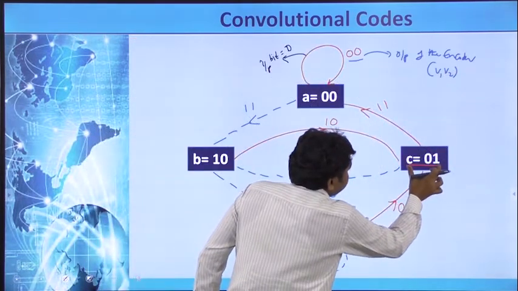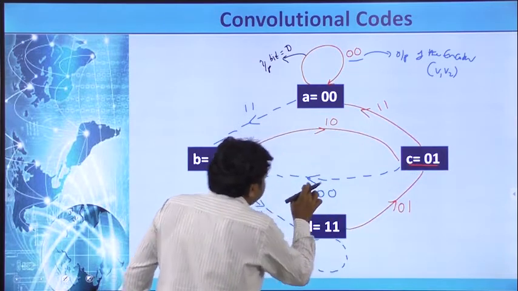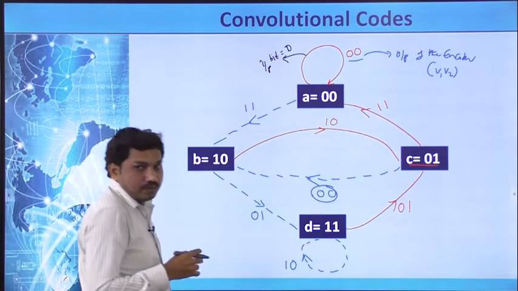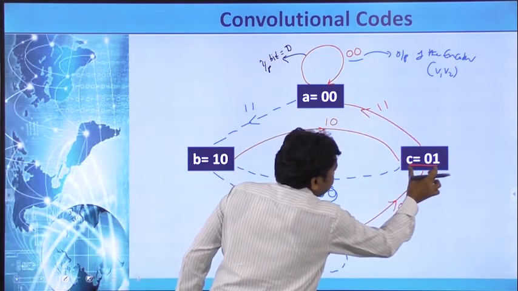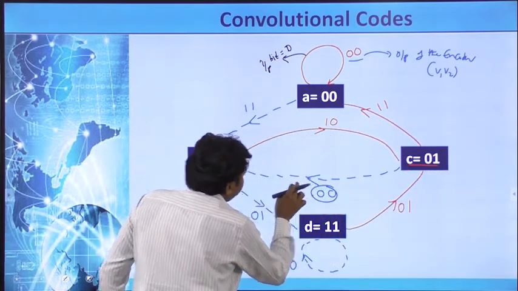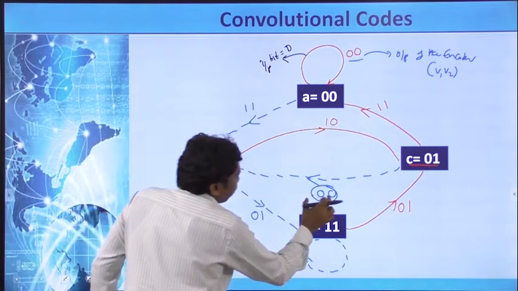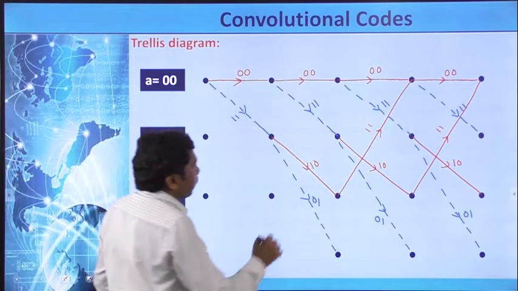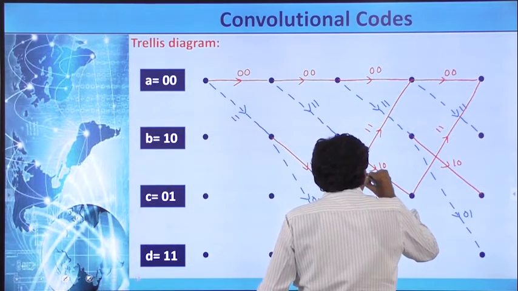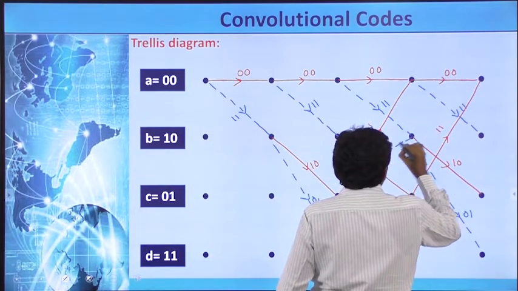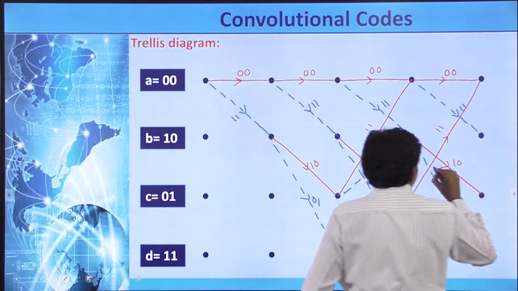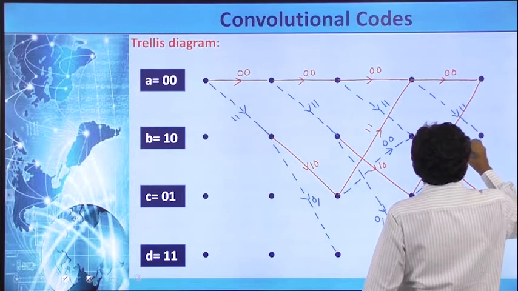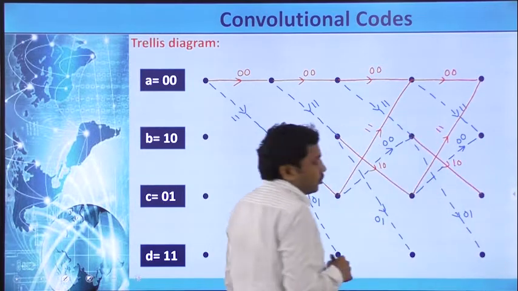Present state is 0 1. When the input is 1, it moves into 1 0 state with the output bits 0 0. So it moves into 1 0 state with the output bits 0 0.